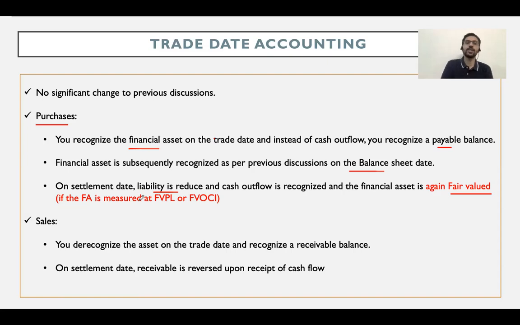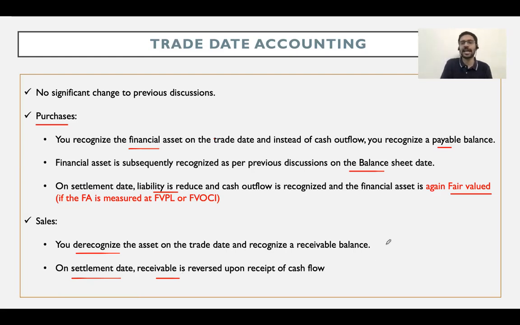With regard to sales, you will de-recognize the asset on the trade date. On the trade date itself, you de-recognize the asset and you recognize a corresponding receivable balance. I will show a receivable and I credit the asset. And finally, on the settlement date, the receivable is credited and you have a cash inflow, and therefore your bank account is debited. All right, so under the sales, you first de-recognize the asset on the trade date itself and you show a corresponding receivable. And then on the settlement date, you credit the receivable and debit the cash account. That is how you account for sales under the trade date accounting.